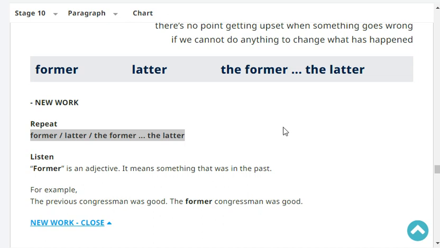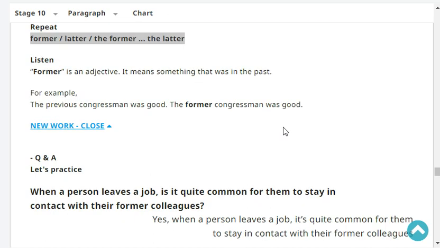Okay, there we go. We're back. Okay, listen. The word former is an adjective. It means something that was in the past, former. For example, the previous congressman was good, or we can say the former congressman was good.